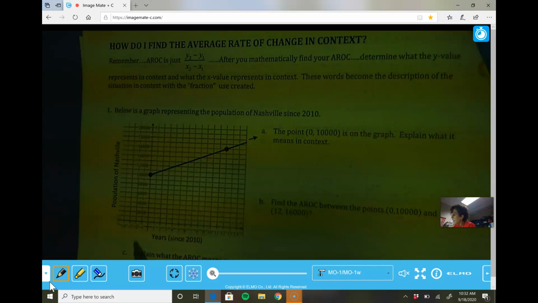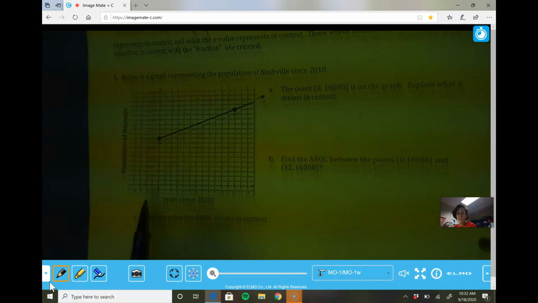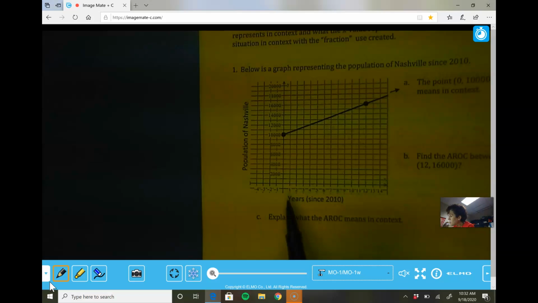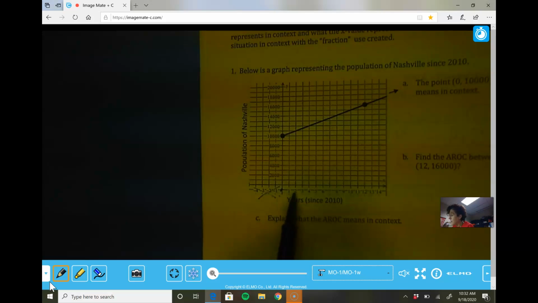So below is a graph representing the population of Nashville since 2010. So first I just want to look at the graph before I do anything else. I'm going to see that my years are since 2010. I technically do not need these years because time is not negative. So this, here's my origin, is 2010. This 1 year after is 2011, 2012, 13, 14, 15.